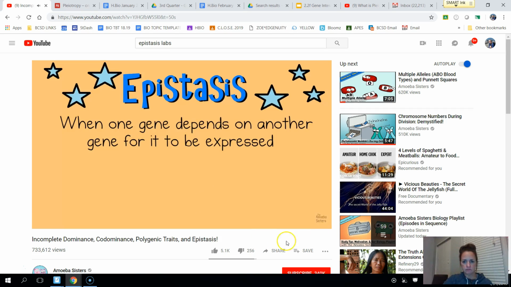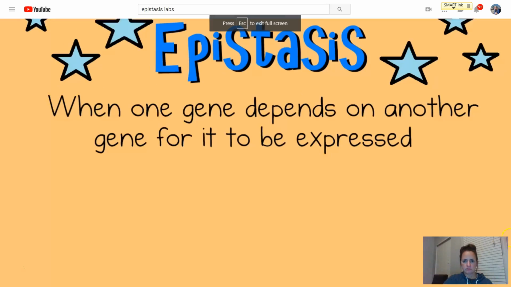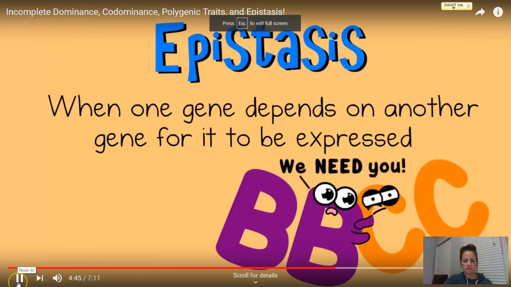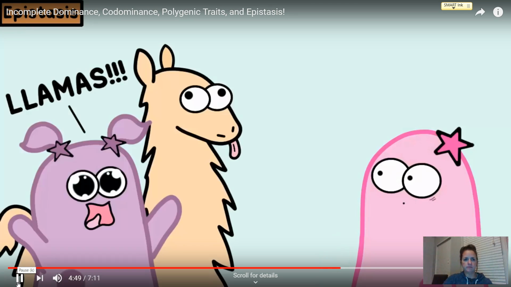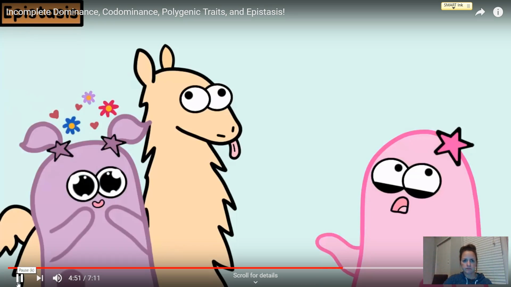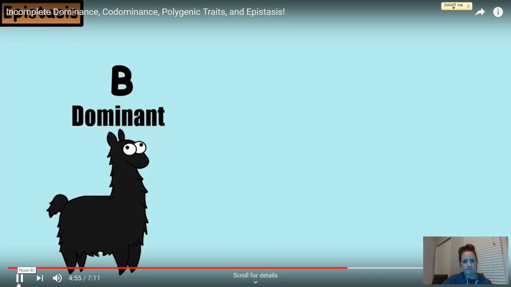Epistasis is when one gene really depends on another gene for it to even be expressed. I mean, it really depends on this other gene. So let's pick an animal like, okay, a llama. Let's say this llama has a dominant big B allele, which means its wool will be black. So big B, big B, or big B, little b means that it will have black wool.